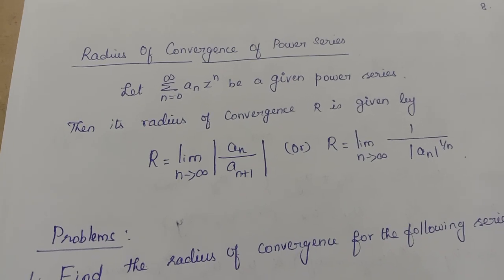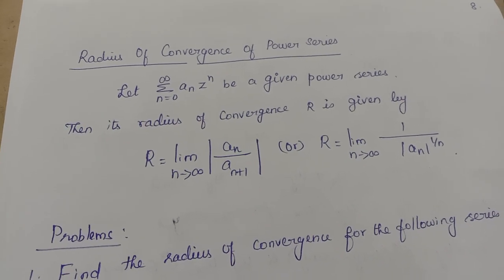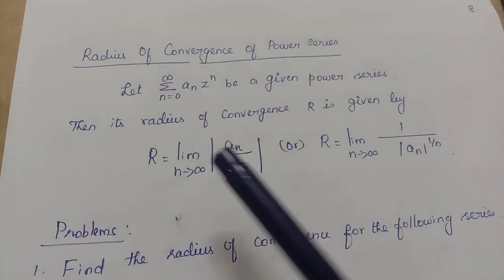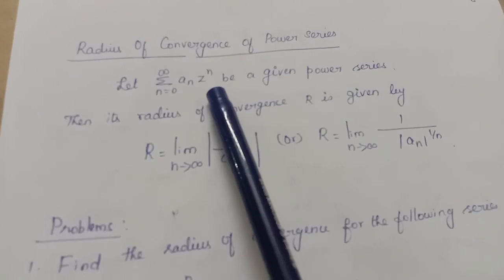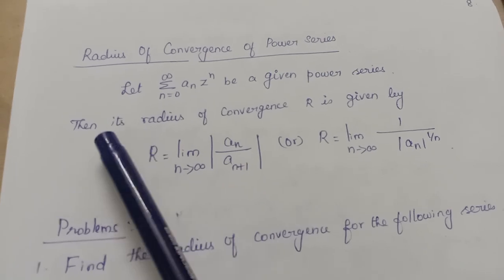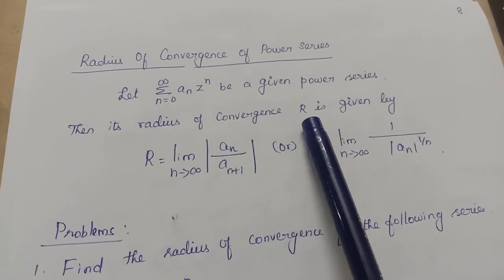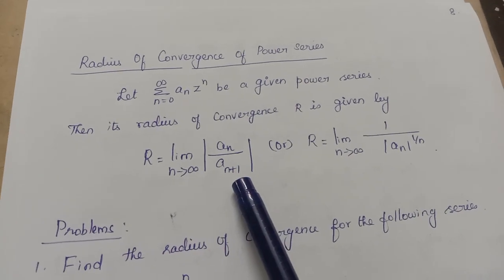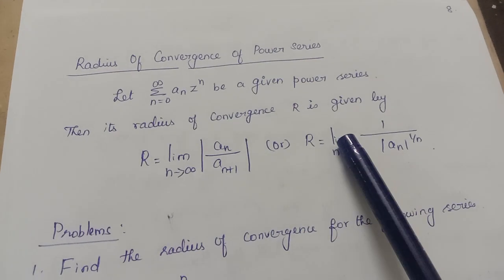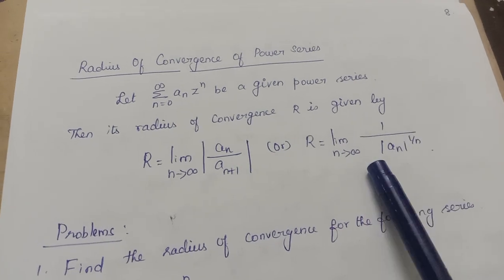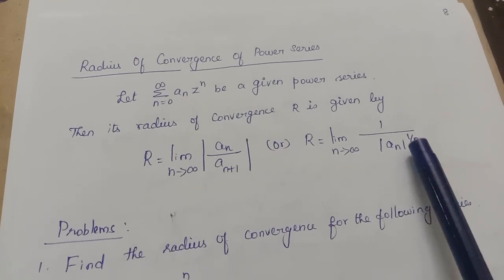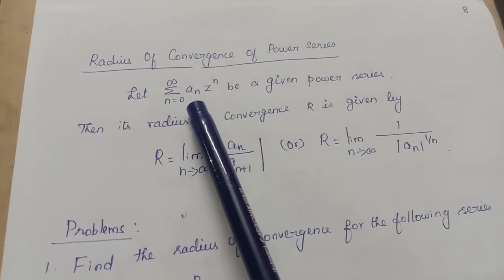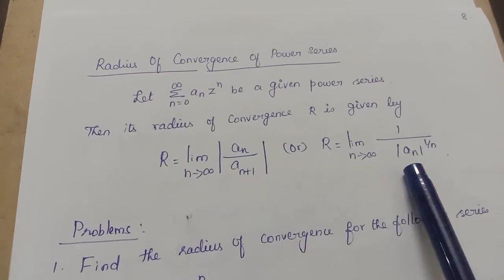Academy. In this video, we are going to discuss the radius of convergence of a power series. Suppose summation a_n z^n is a given power series, then its radius of convergence is given by limit n tends to infinity a_n by a_(n+1), or limit n tends to infinity 1 by modulus a_n power 1 by n. So both formulas we can use, depending on the nature of the series given.